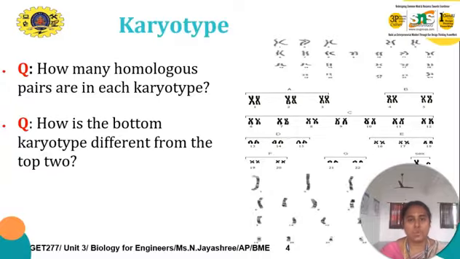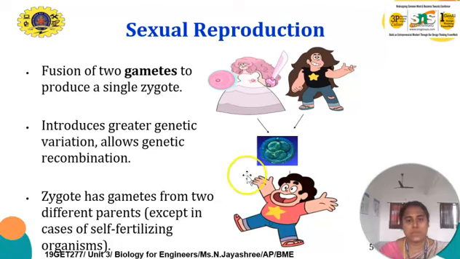Next one is sexual reproduction. The fusion of 2 gametes produces a single zygote. It introduces greater genetic variation and allows genetic recombination. The zygote has gametes formed from 2 different parents. That is how sexual reproduction takes place.